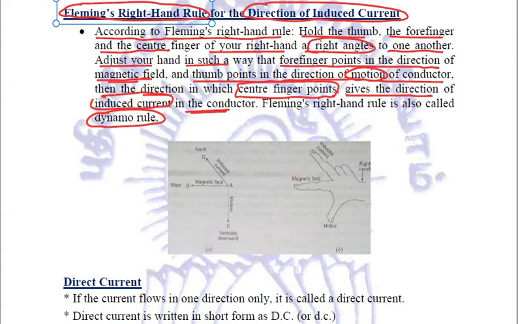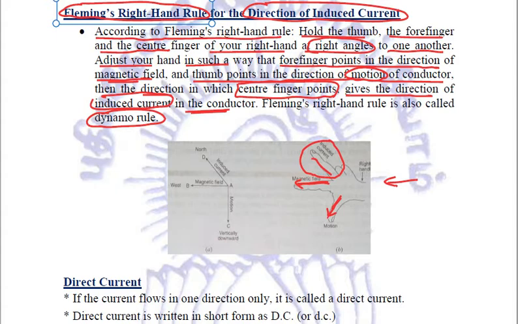So this is what Fleming's right hand rule says: hold the forefinger, middle finger and the thumb perpendicular to each other. Then place the forefinger in such a way that it points towards the direction of magnetic field. Point your thumb in the direction of force or motion. Then the middle finger is going to give us the direction of induced current. Fine.